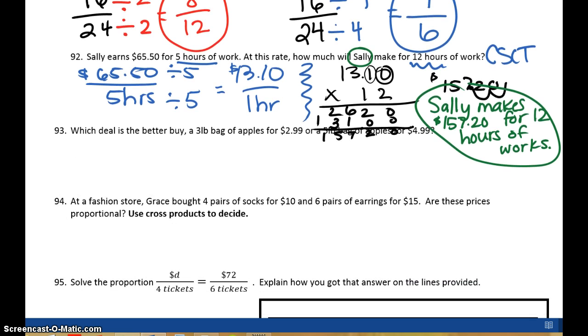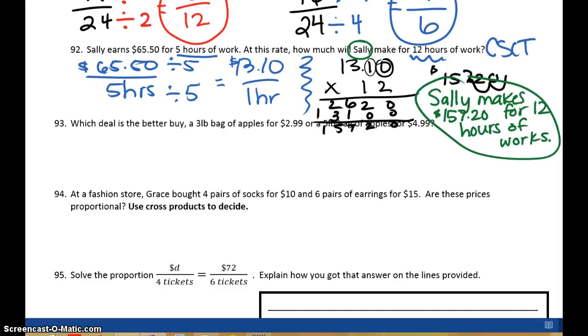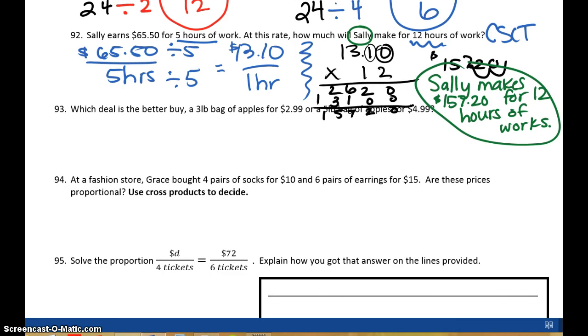Now, 93 is the better buy question, ones I'm sure you guys love to do. So what we do is we're given 2 different situations. In this case, it's a 3-pound bag of apples for $2.99, or a 5-pound bag of apples for $4.99. It's hard for you to see it on this screen, but you should have your packets in front of you, so that should be fine.